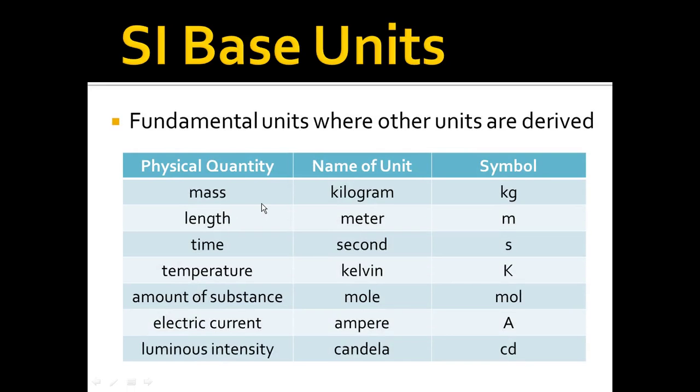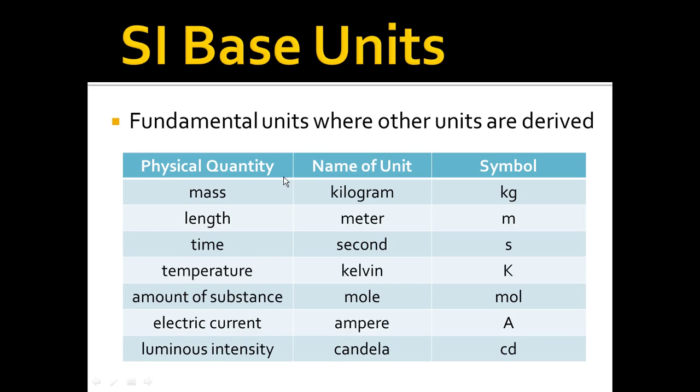Now, I have discussed to you the four basic quantities of time, length, mass, and temperature, but the complete set for the International System of Units base units are the following, as seen in this table. These are the fundamental units from which other units are derived. Remember that these are basic quantities. What is meant by fundamental units from which other units are derived? Any combination of these quantities is considered a derived quantity, and these are the basic quantities.